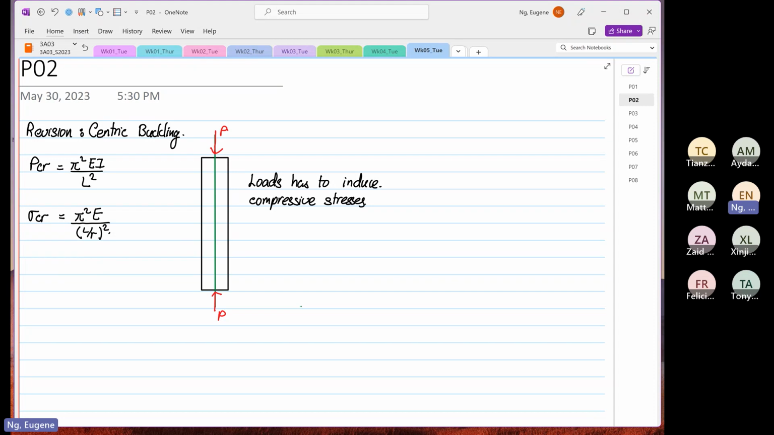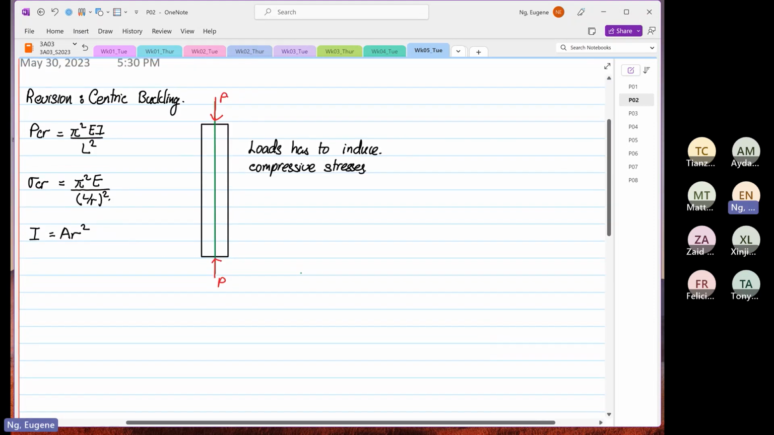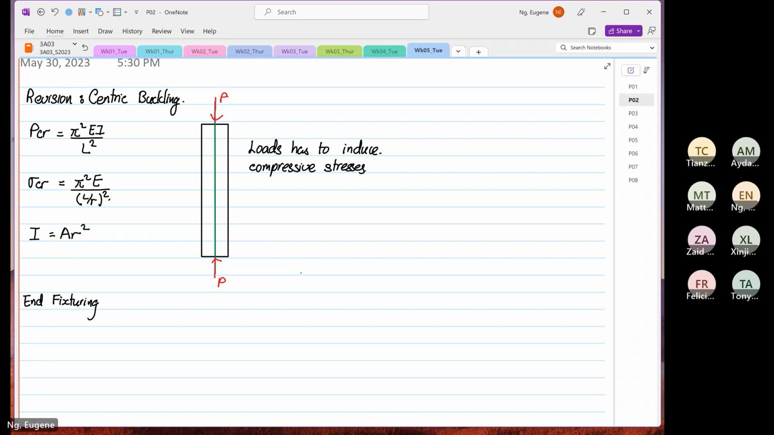With all these formulas in mind, you also need to know what r is. You know that I, the second moment of area, is equal to A r squared, and r is the radius of gyration. What else do you need to know? I had something in my mind and then it slipped. Hopefully it will come back. And then next you look at fixity, or end fixity conditions.